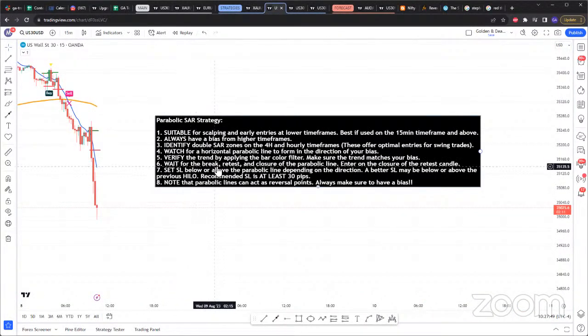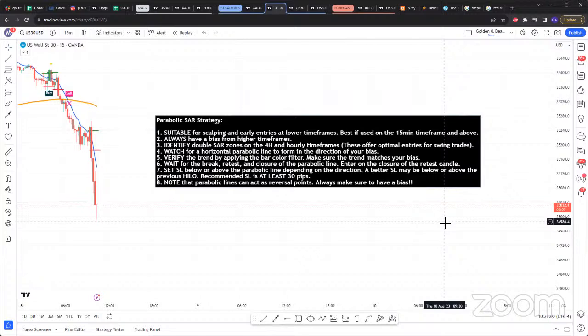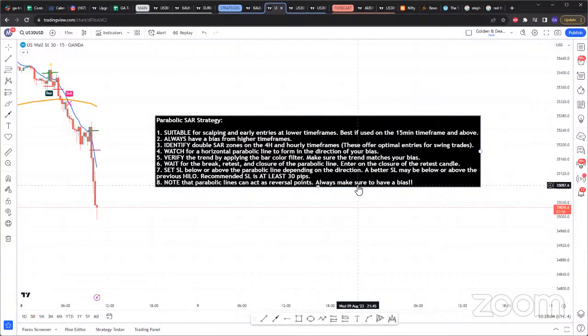So 6, wait for the break, retest, and closure above or below the parabolic line, depending on the direction you're trading. Set stop loss below or above the line. A better stop loss is below the previous high low, but if in doubt, always have like a 30 pip stop, whether it's gold, US 30, Bitcoin or whatnot.